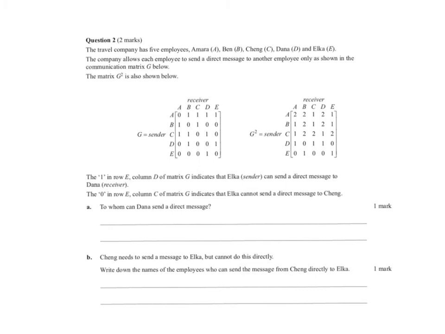So we know that these ones and zeros are just who can communicate with who. The rows mean the sender, the columns are who's receiving it. In the G squared, remember that's two-step communication, so how one person can communicate to another person with someone in between. So again, being the sender and the receiver.